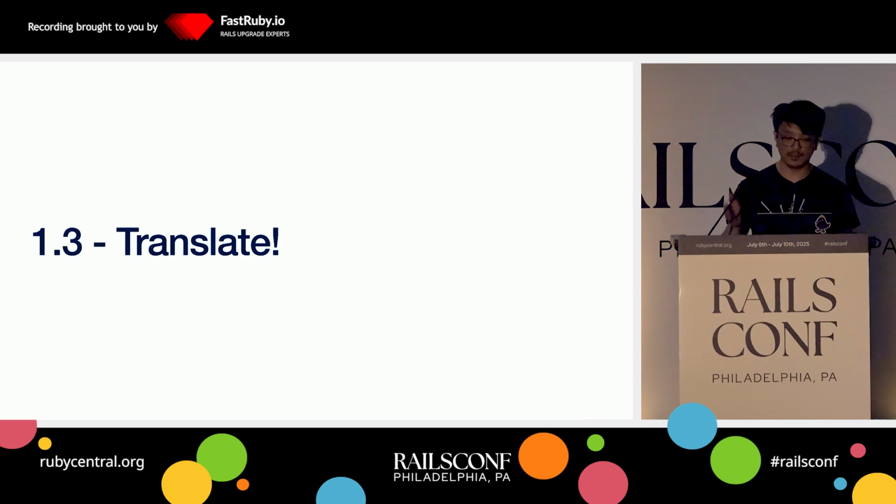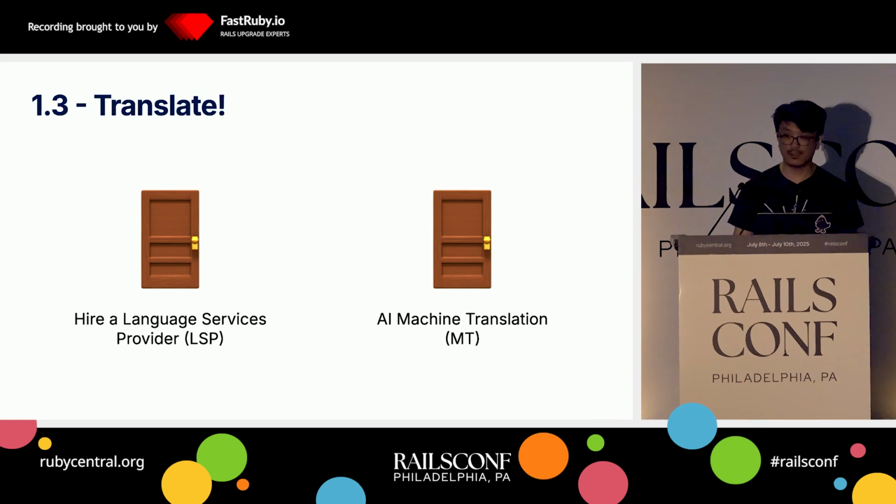OK, so once we know the locales we want to target, now we can translate the text. And here again, there are two options. On the one hand, you could hire a language services provider, also called an LSP. These are big organizations that provide services like translation, proofreading, QA, et cetera. They also may be able to provide translators who specialize in specific regions or specific domains. And so they can provide more accurate or culturally appropriate translations for your text. If you're a larger organization, this might be a good option for you to consider.